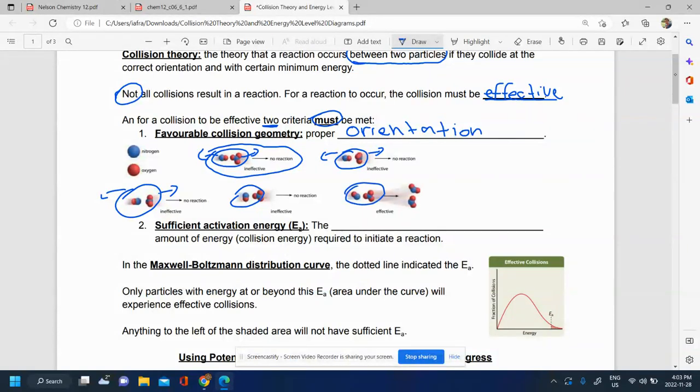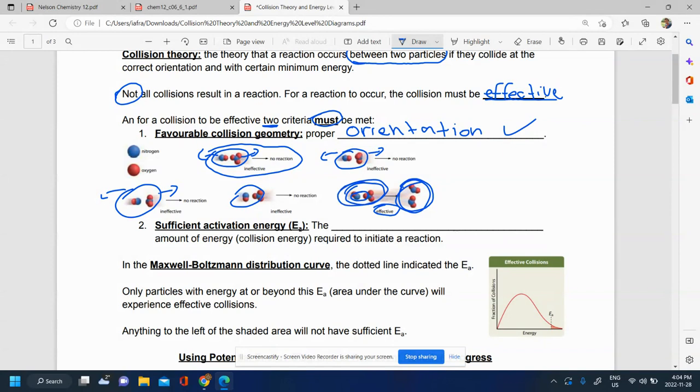But here, they hit each other with the proper orientation, proper functional groups facing each other, and that is deemed effective. And so a reaction actually happens, and you get a rearrangement of the atoms or elements within the compounds to form new compounds. So that's our first condition that has to be met. It's not the only one.